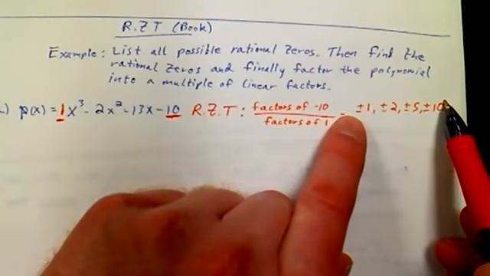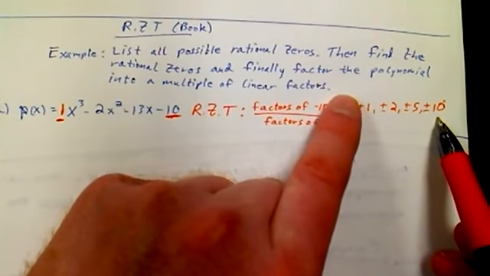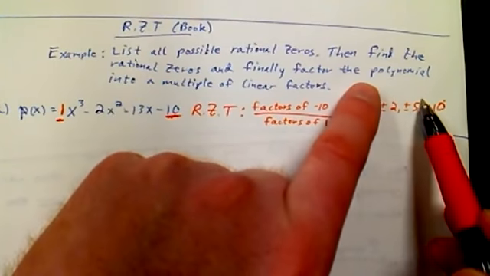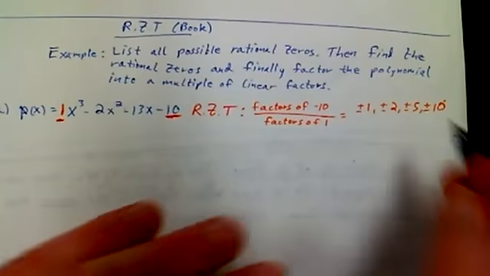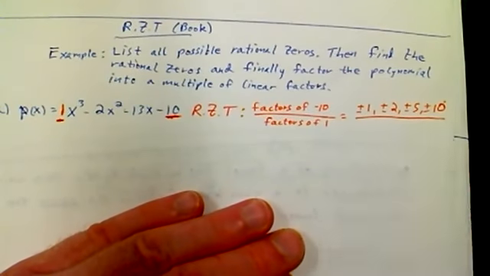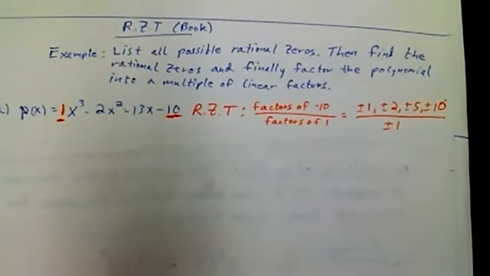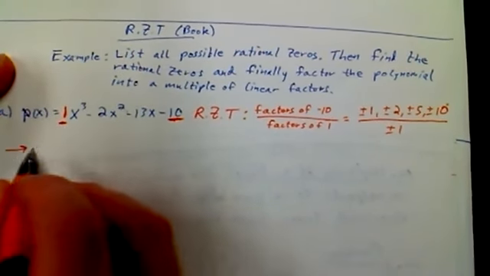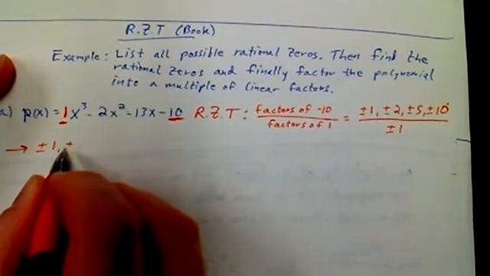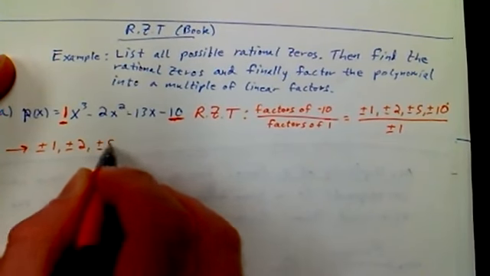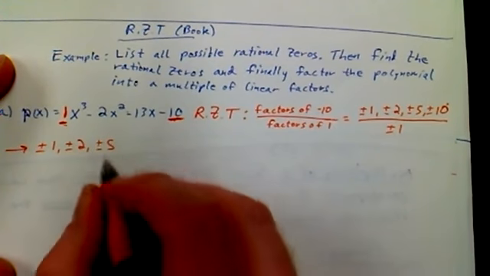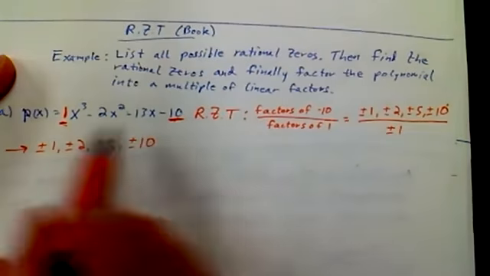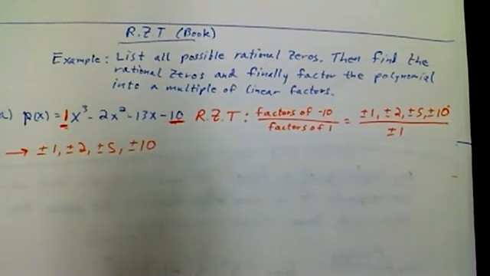You could have positive 10 and -1, -10 and positive 1, positive 5, -2, positive 2, -5, and all those different combinations. And on the bottom, this is nice. This is just plus or minus 1. So when your bottom is just plus or minus 1, it just really breaks down to whatever's on top. That's the nice thing when you just have a single 1 out here. So right here, these are all of our possible rational zeros. And the question is, well, how do we figure out which one of these works?